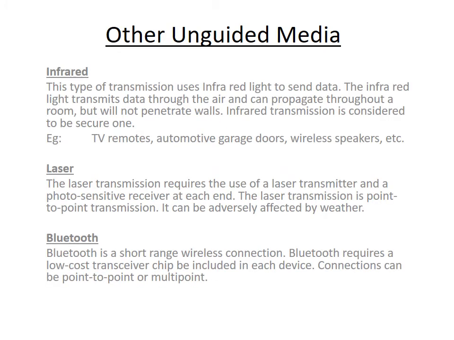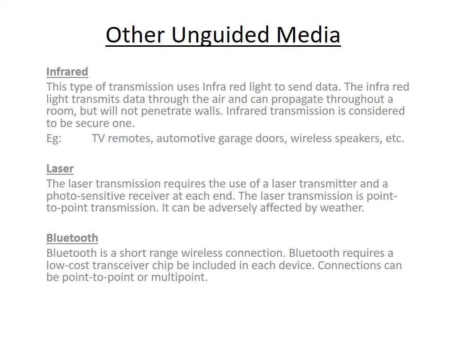Other unguided media. First one, infrared. This type of transmission uses infrared light to send data. The infrared light transmits data through the air and can propagate throughout a room, but will not penetrate walls. Infrared transmission is considered to be a secure one. Examples: TV remotes, automatic garage doors, wireless speakers, etc.